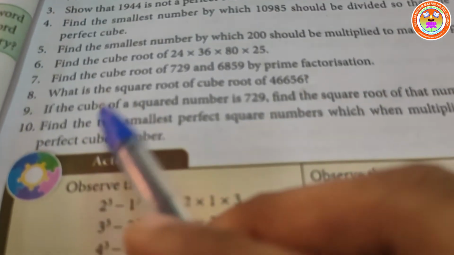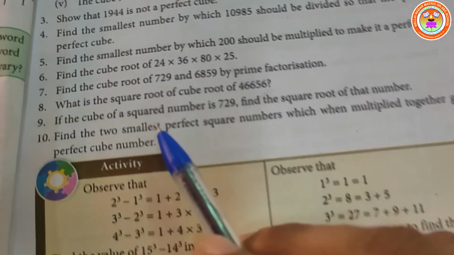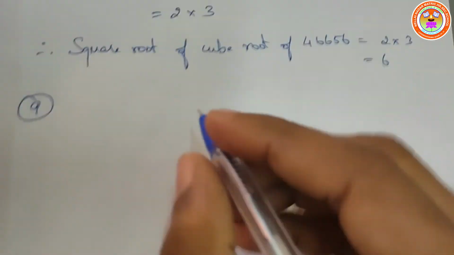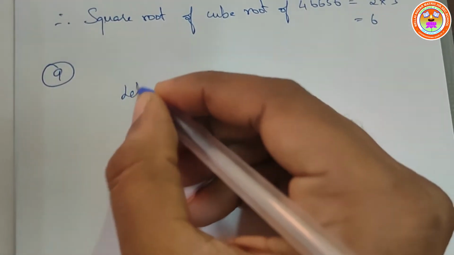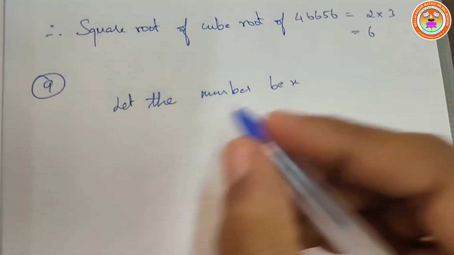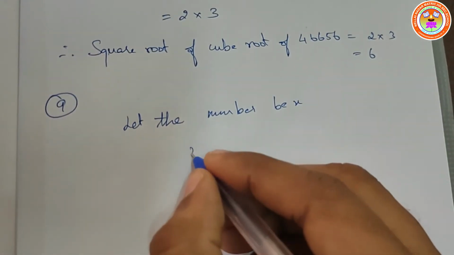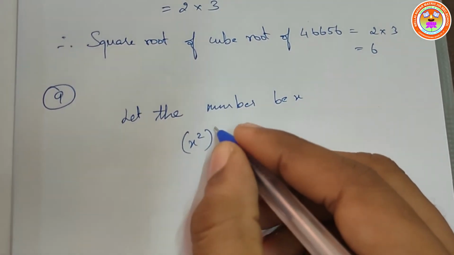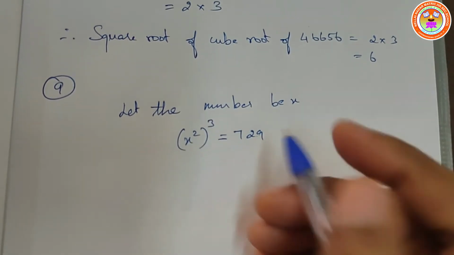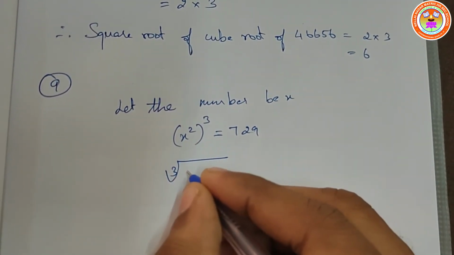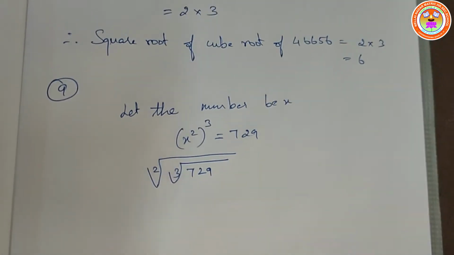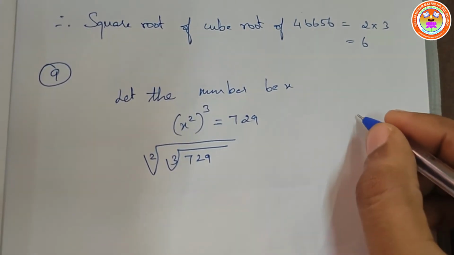The next question, ninth question: if the cube of a squared number is 729, find the square root of the number. That means let the number be x. They asked us to find the squared number of cube is equal to 729. If you are not able to understand, just take cube root of this. Cube root of 729, then you take square root of this. This is equal to this. Clear?